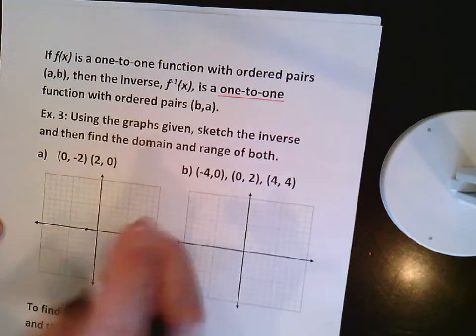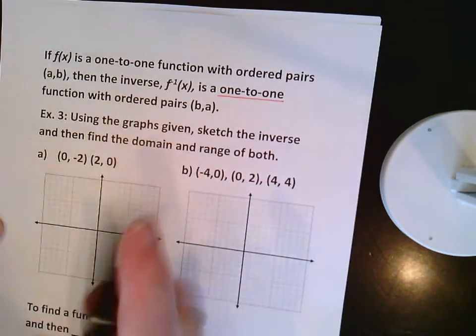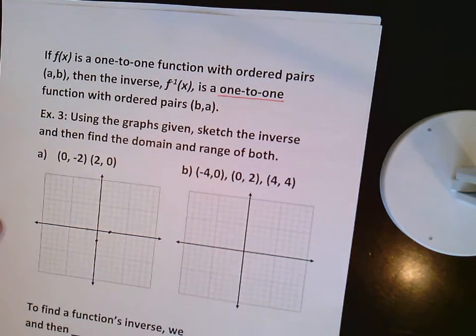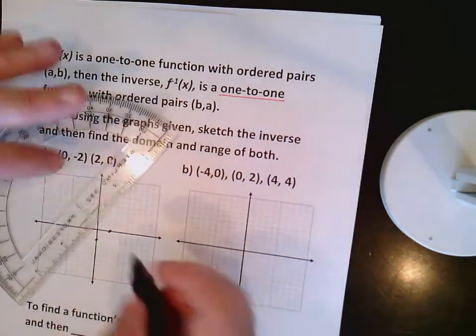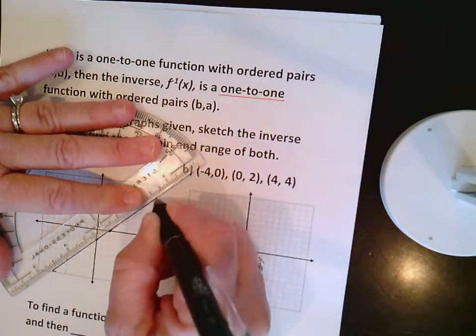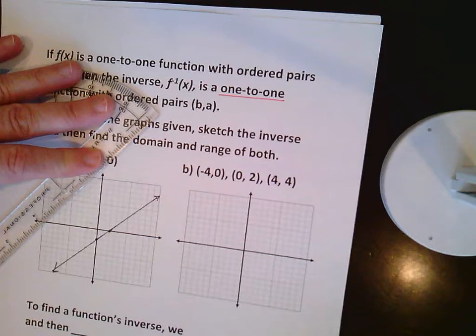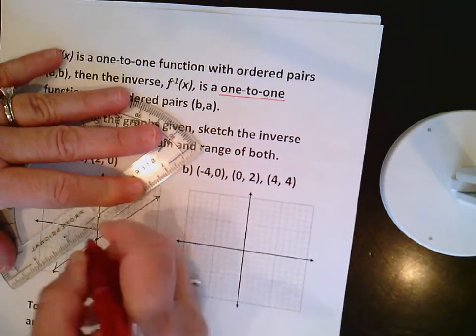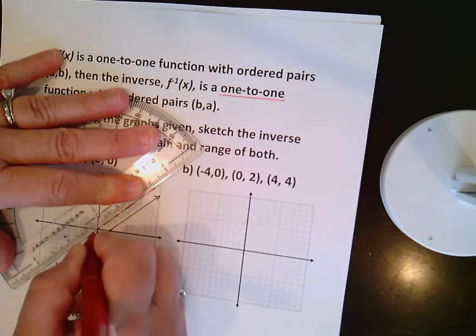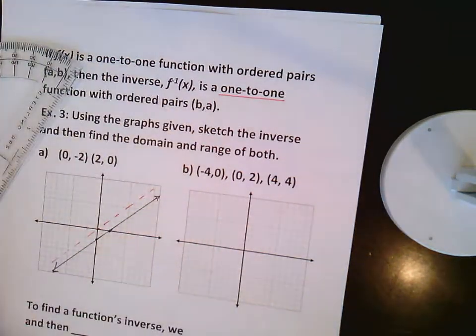I did that wrong again. Wish you were here for me to give you candy. (0, -2) and (2, 0). Okay, so this is my original line. And I'm reflecting it over the line y equals x, which goes through the origin at a slope of 1. Okay, so I want to reflect over that.